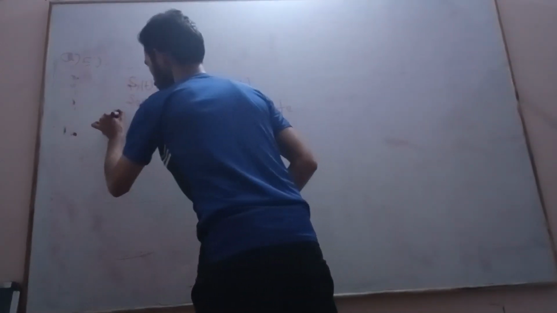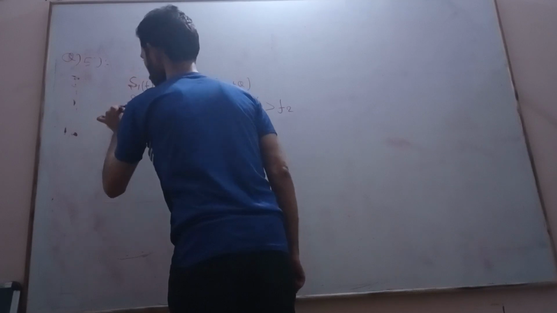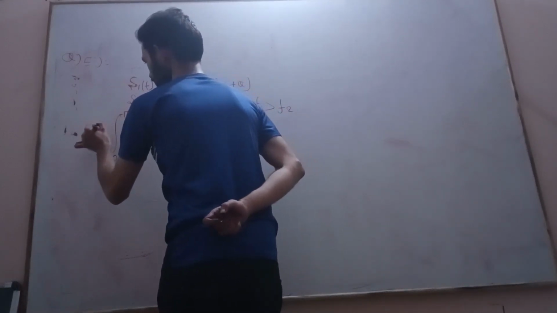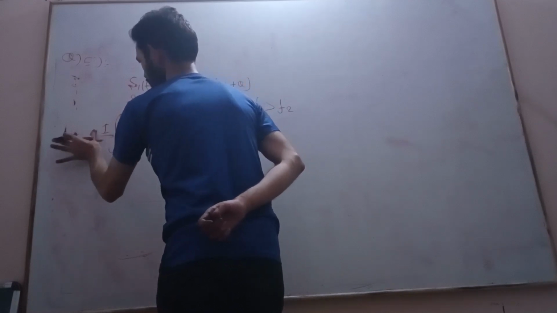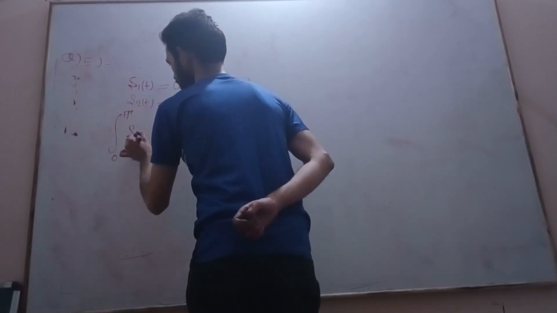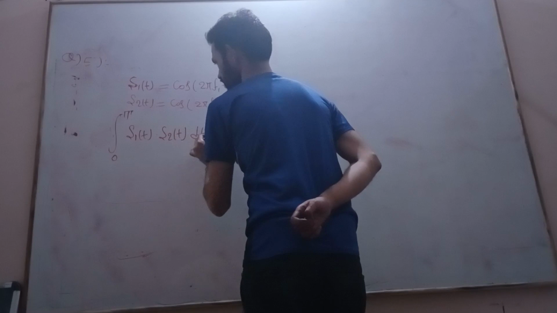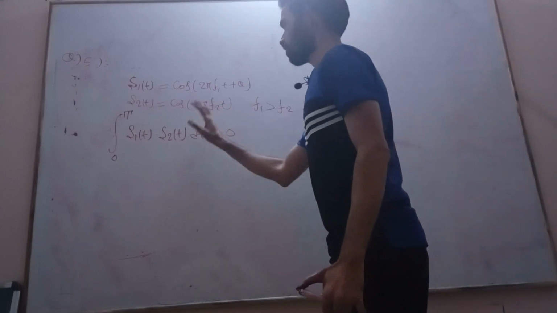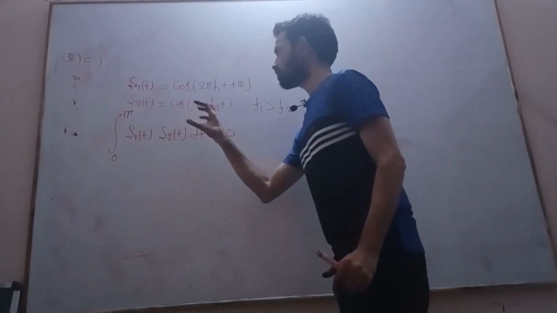The condition for orthogonality is nothing but the integration from 0 to T, that is the area under the multiplication of these two signals over one period. S1 of t into S2 of t dt must be equal to 0. This is the condition for orthogonality. The total area must be equal to 0.